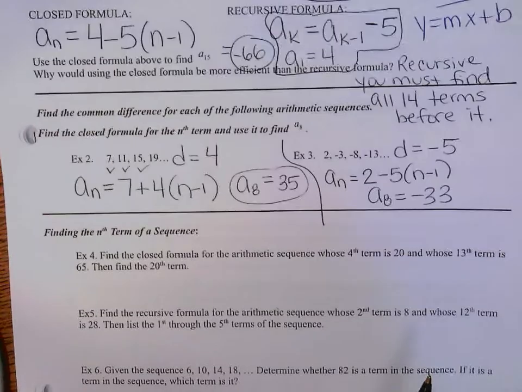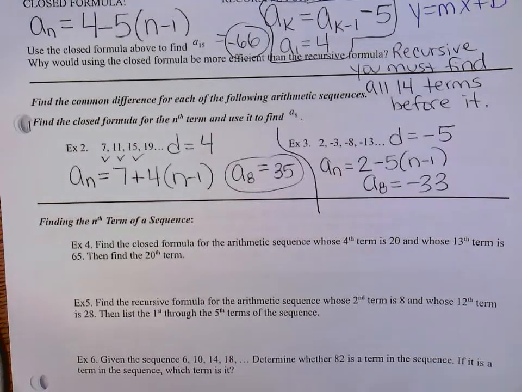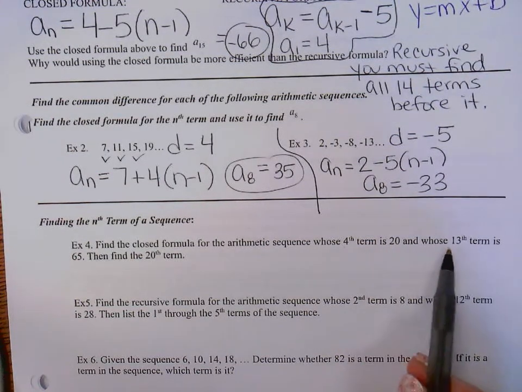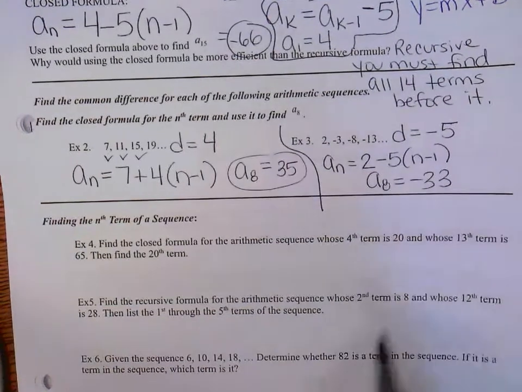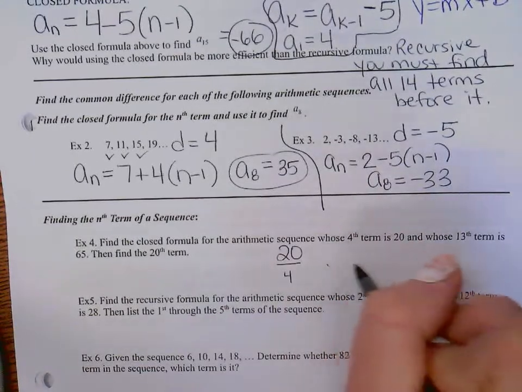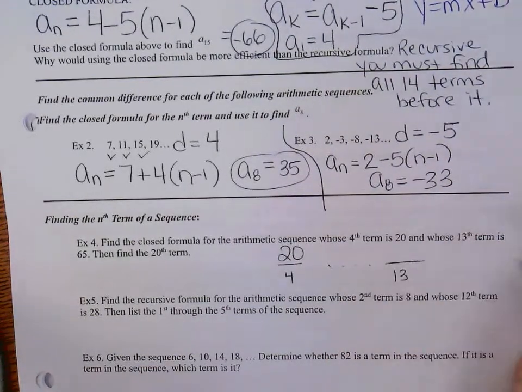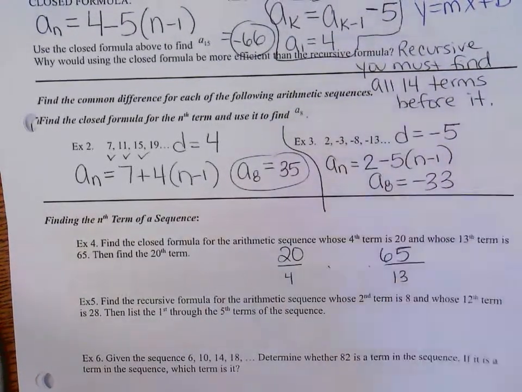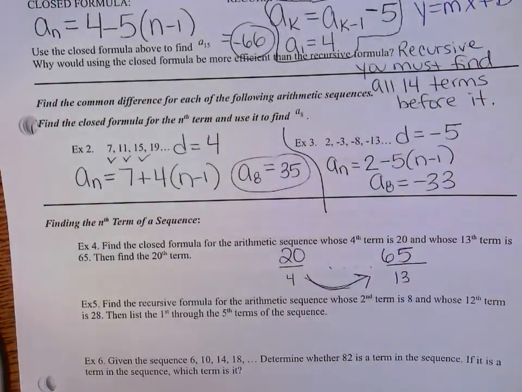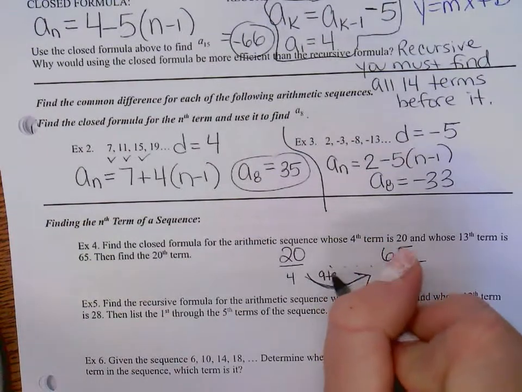All right, so what if they give you only some of the information? On this one, they want you to find a closed formula, but they're giving you the 4th term and they're giving you the 13th term. So what I do is I just kind of write out, okay, the 4th term is 20, and then the 13th term is 65. How many terms have passed to go from the 4th up to the 13th? How many terms did I have in between? 9, right? So I had 9 terms.